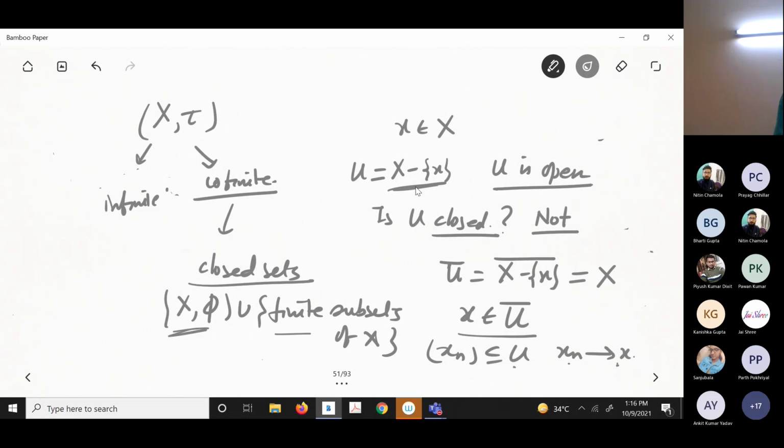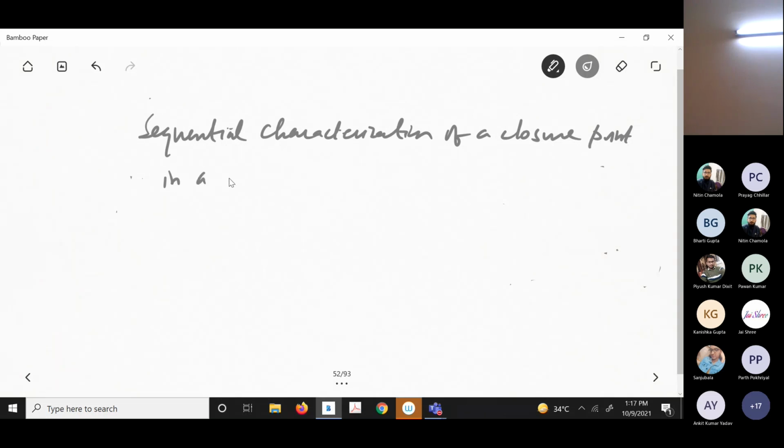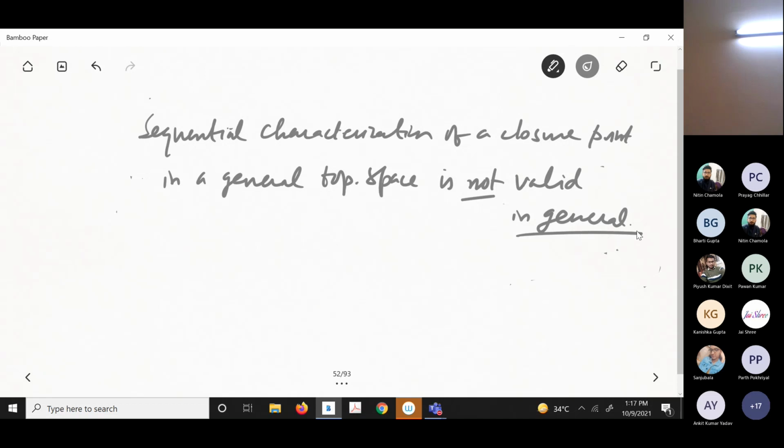Did you understand? Read that. Simple thing. But you need to know the convergence: convergent sequences are eventually constant. And because of that, the sequential characterization of a closure point in a general topological space is not valid here. So you'll have to be careful.